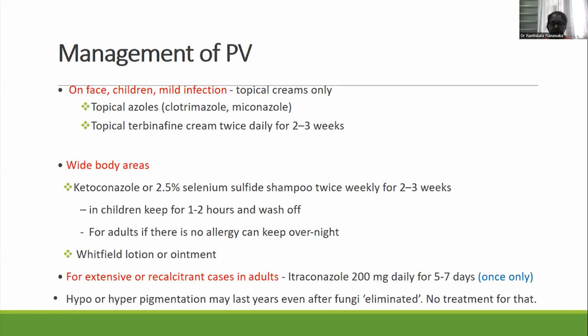No more treatment, right? I have put eliminated because this versicolor or Malassezia species are commensal in our body. So we can't completely kill them and say, now you are cured, you won't get this infection anymore. No, it is a commensal. So the problem is overgrowth of a commensal, right? So there's no elimination.